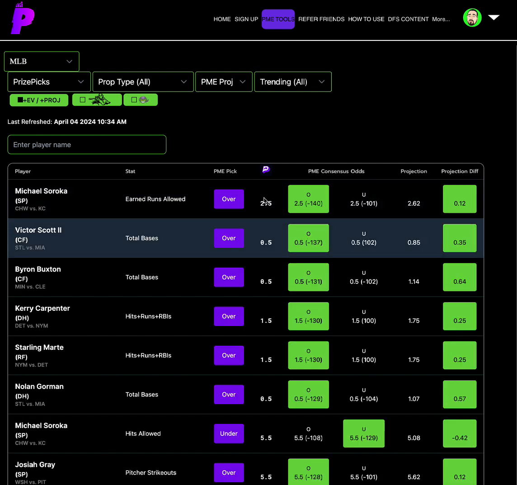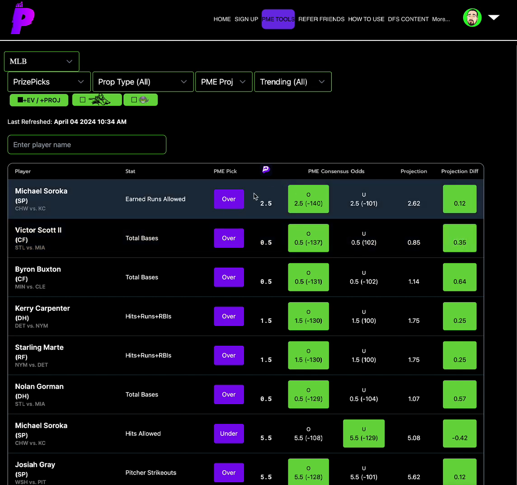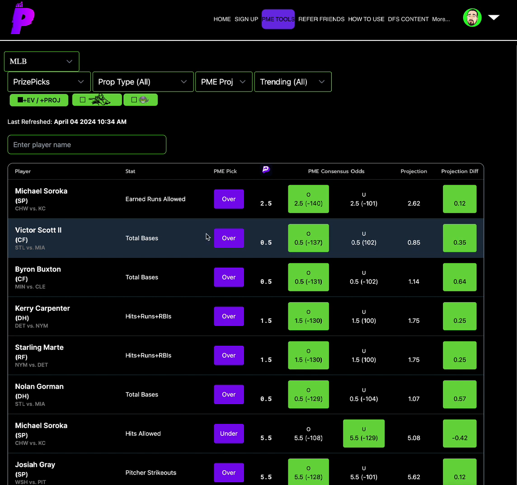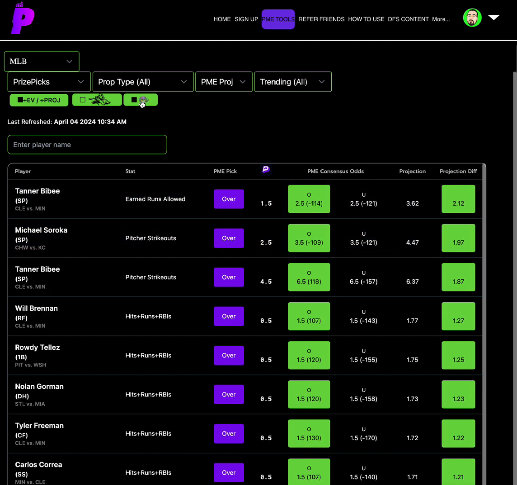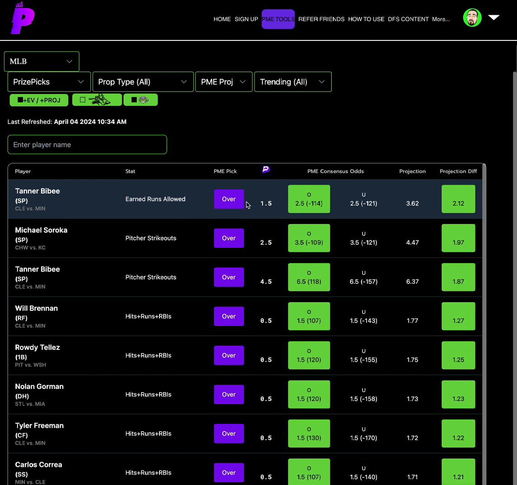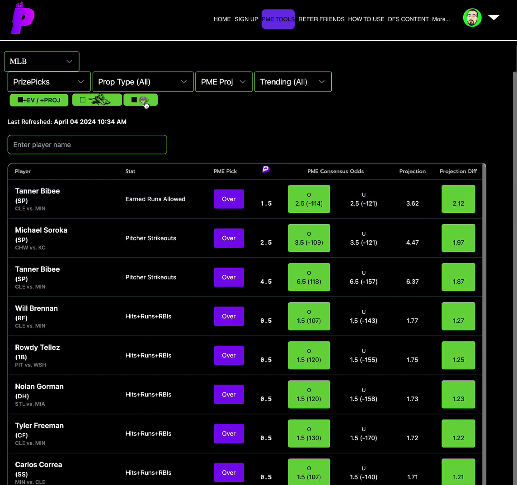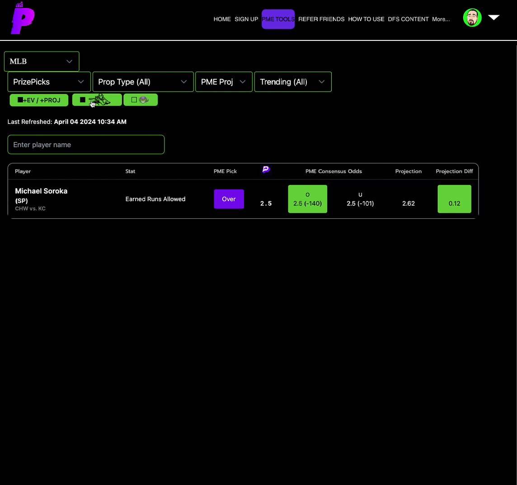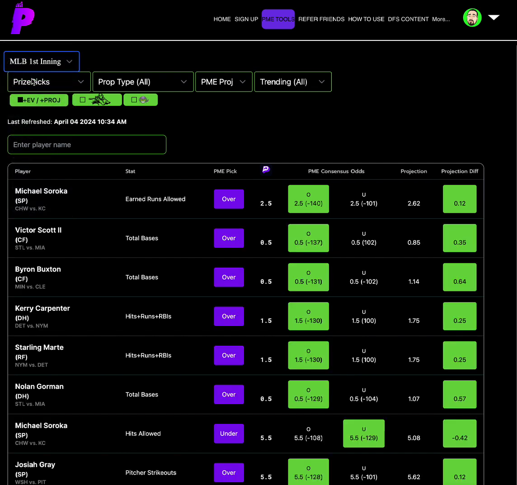All right? The next highest is going to be Victor Scott II, total bases over 0.5. He has minus 137 PME consensus odds on the over, a 0.85 projection, a 0.35 projection differential. Great spot there. Michael Soroka earned runs allowed over 2.5. Victor Scott II, total bases over 0.5. And then the best night play would be Tyler Bibby, earned runs allowed over 1.5 at a 2.12 projection differential. All right, so get that snipe in. Michael Soroka, earned runs allowed over.